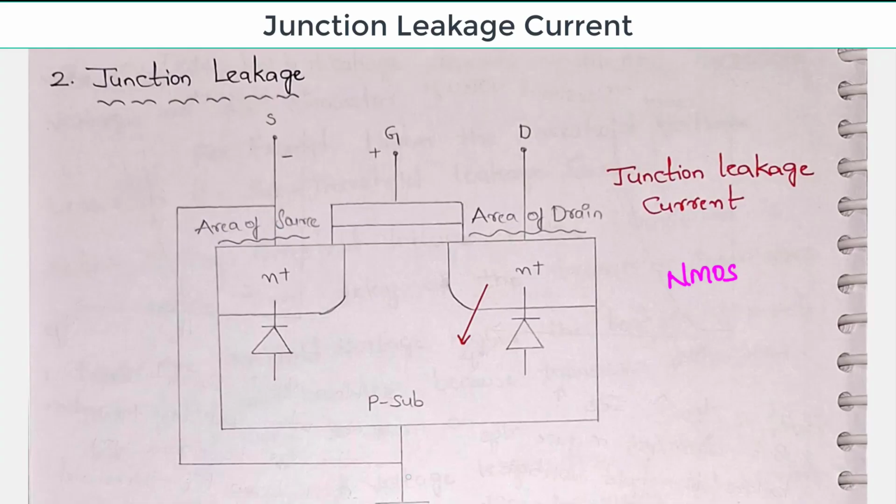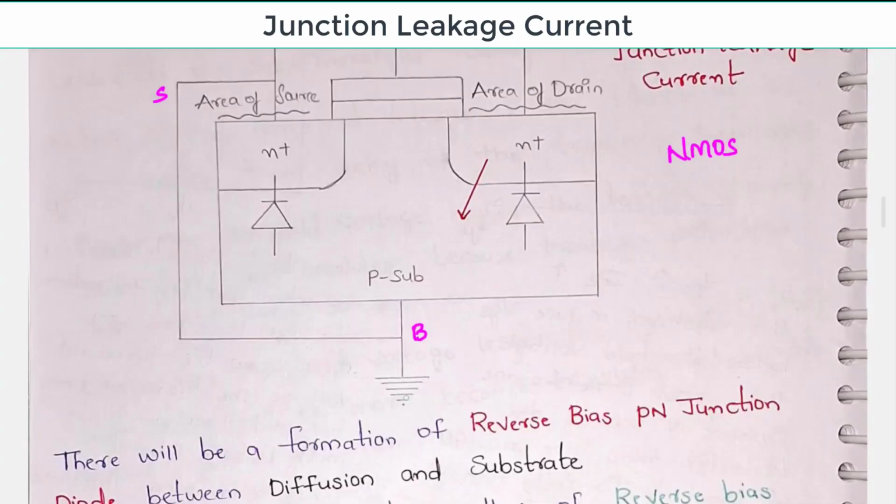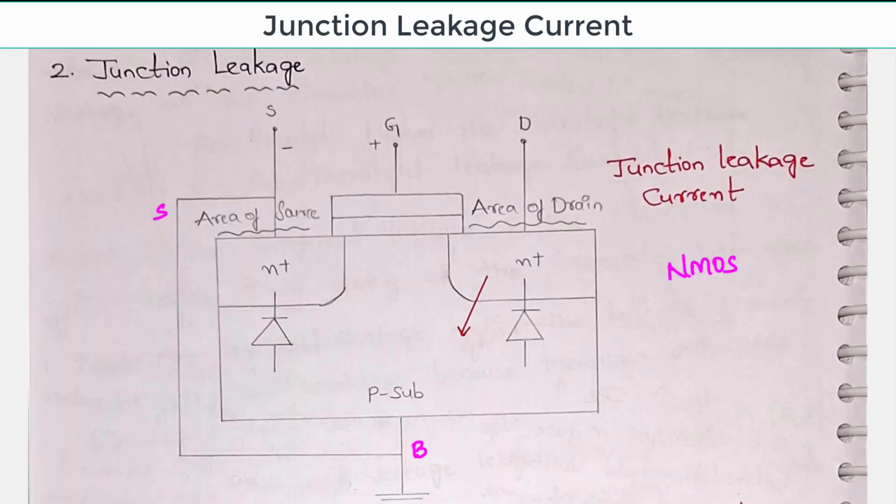Here the source and body: this is the source terminal, this is the body terminal. They are connected to ground. Generally this junction leakage exists between the drain terminal and the substrate. Why? Because here this is positive, here this is negative.